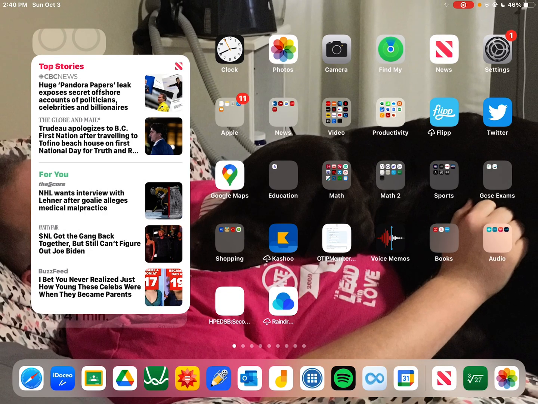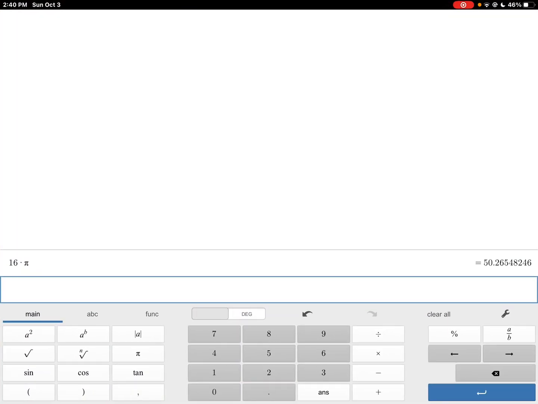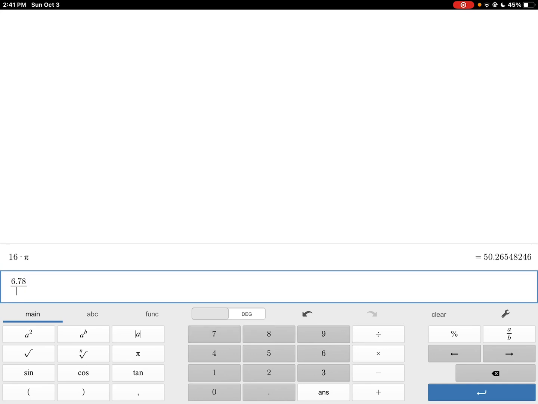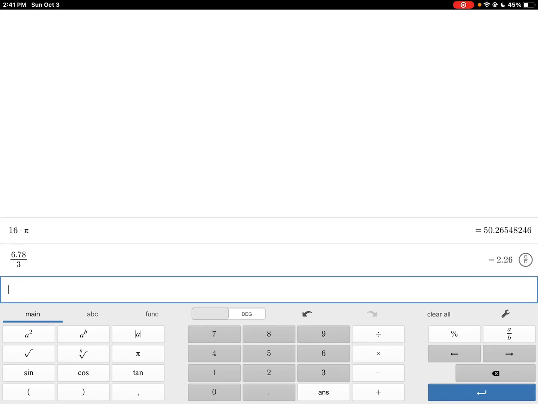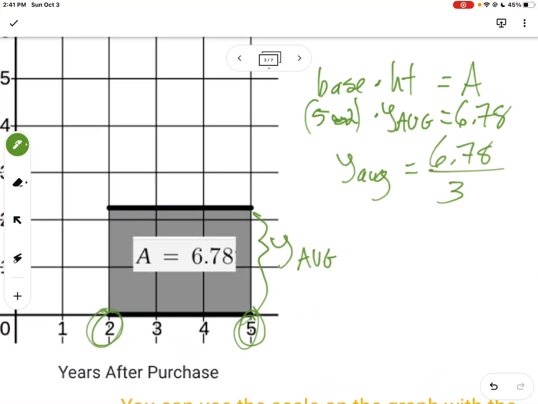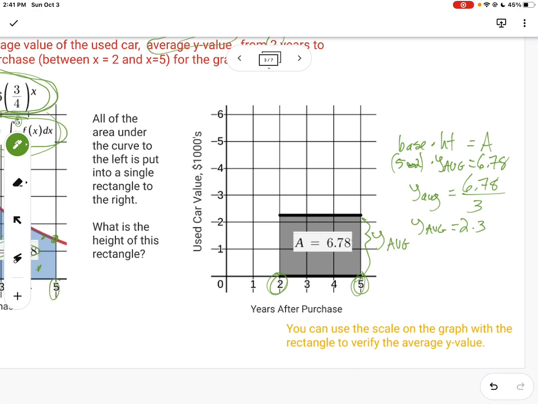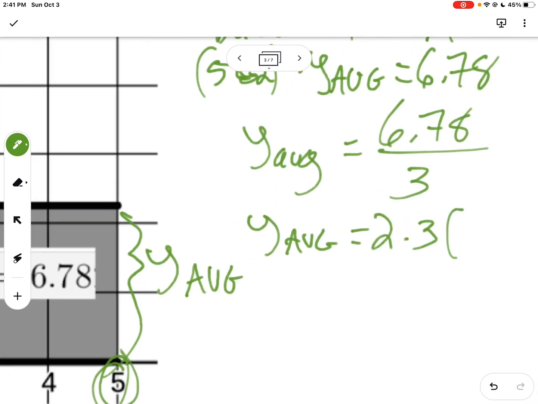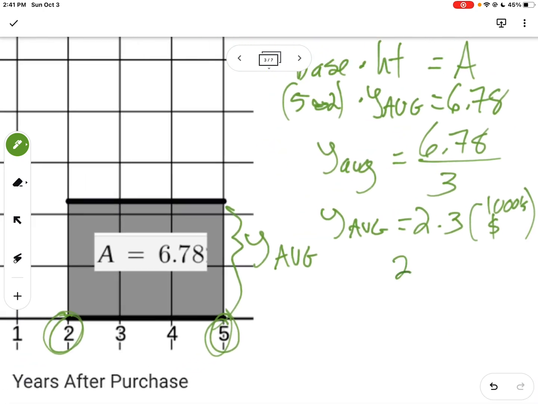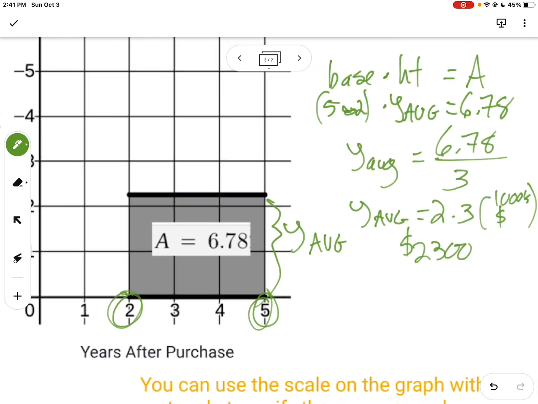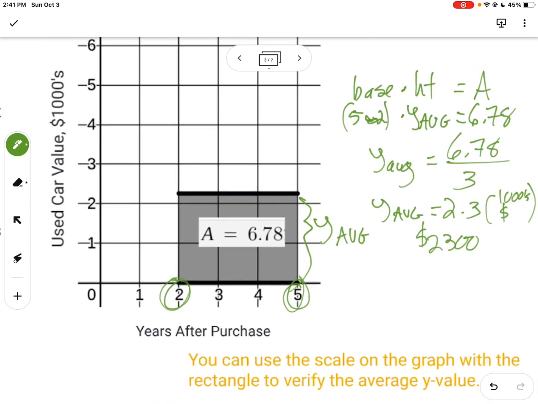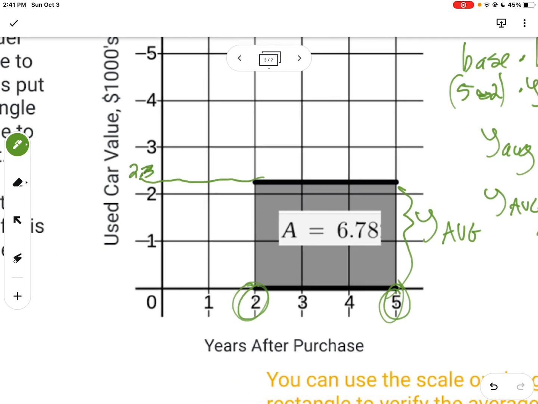If I go to my calculator, 6.78 divided by 3 is about 2.3. Y average is about 2.3. Now, that's in thousands of dollars, so that is actually $2,300, the average value between 2 and 5 years. So if I go across, does that look right? Yeah, it sure does. 2.3 seems just about perfect. So 2.3 is right there on the graph. We can verify that we're correct.